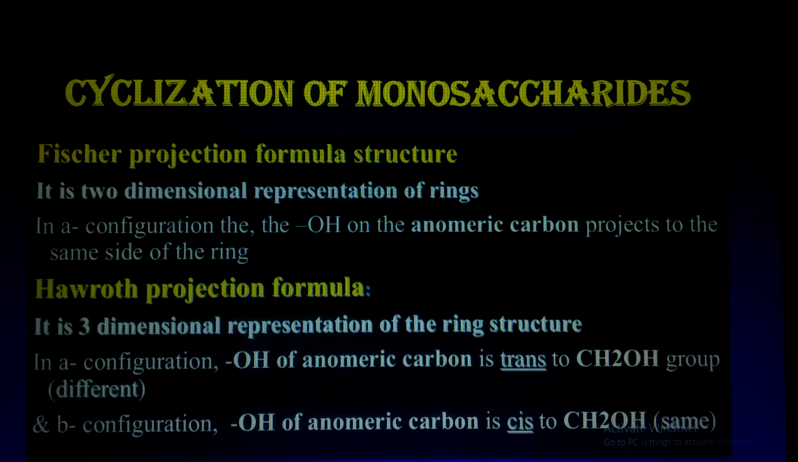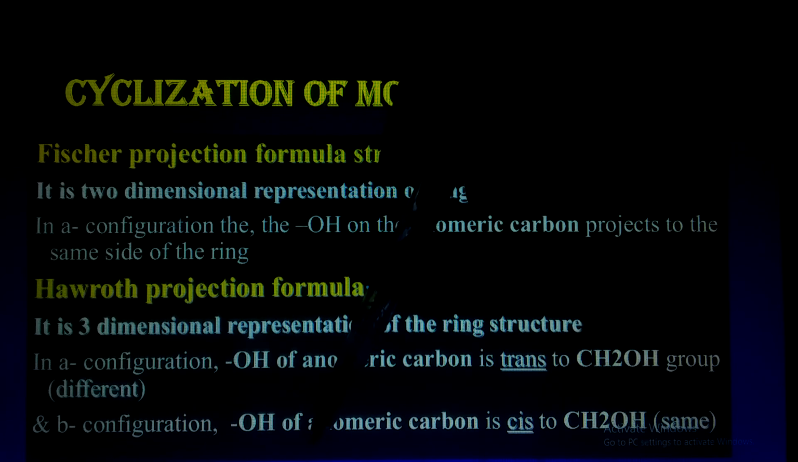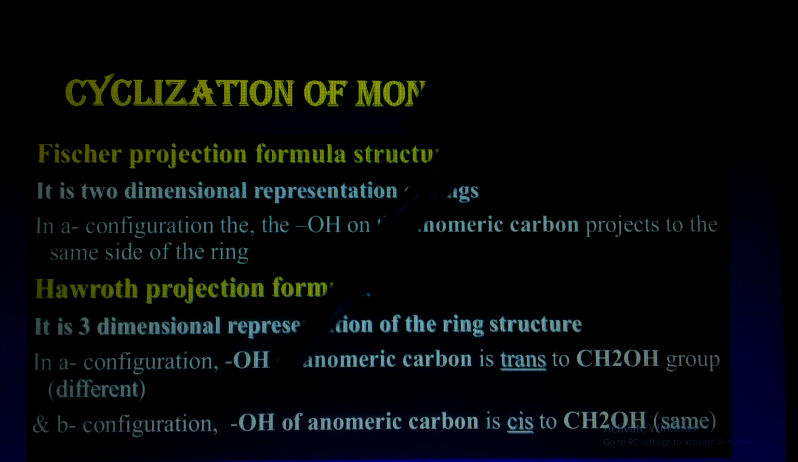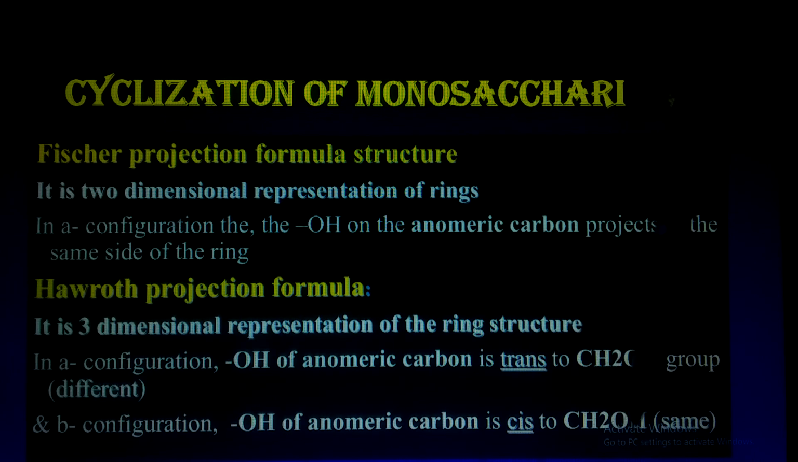Now Haworth projection formula exists in two forms, cis form and trans form. Cis means on the same side, like hydroxyl. You can see here cis form and trans form. In trans form, trans means different, meaning hydroxyl group and this CH2OH group are present on different sides. But in case of the cis form, this OH and this CH2OH group are present on the same side. Cis same, trans different.